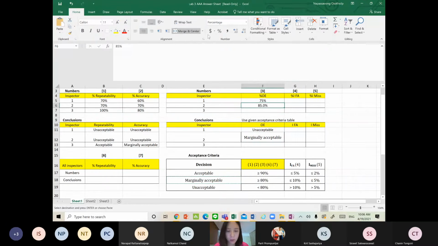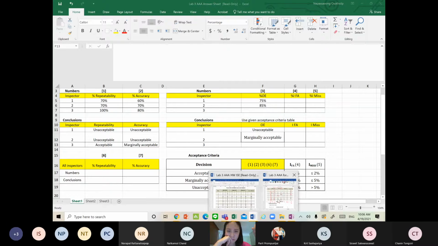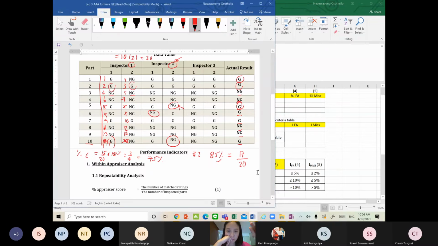Okay, everybody, let's do inspector number 3. Okay, I think it should be done. Nanapat, are you done? Is it 100%? Are you sure? Is that right?